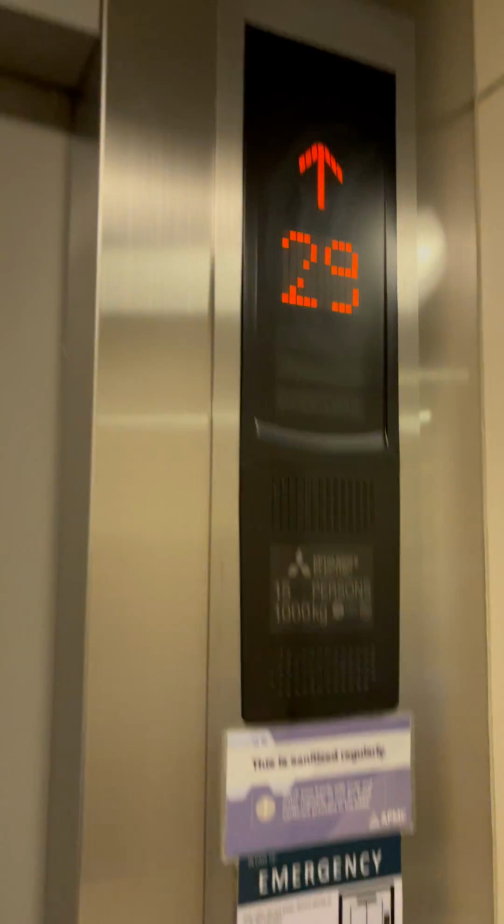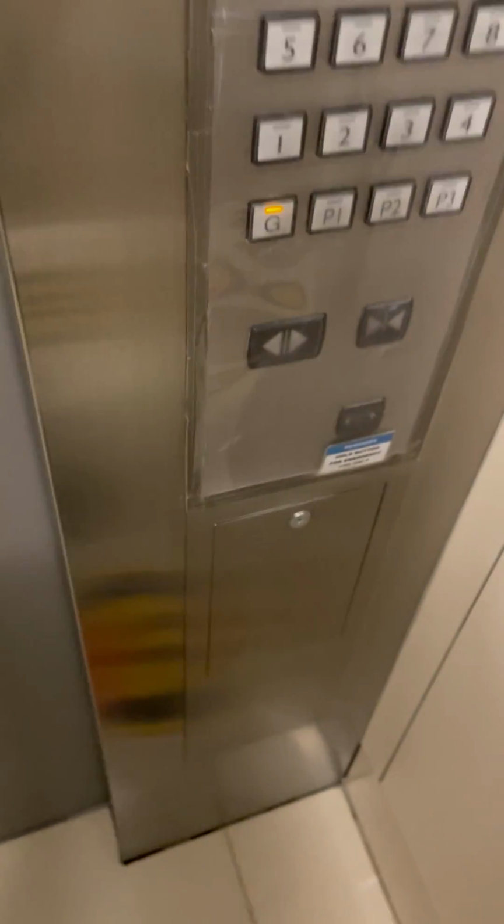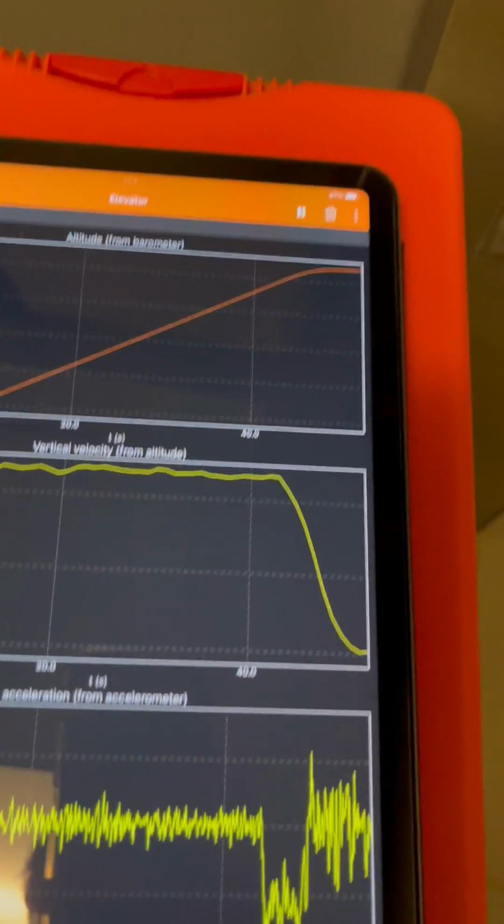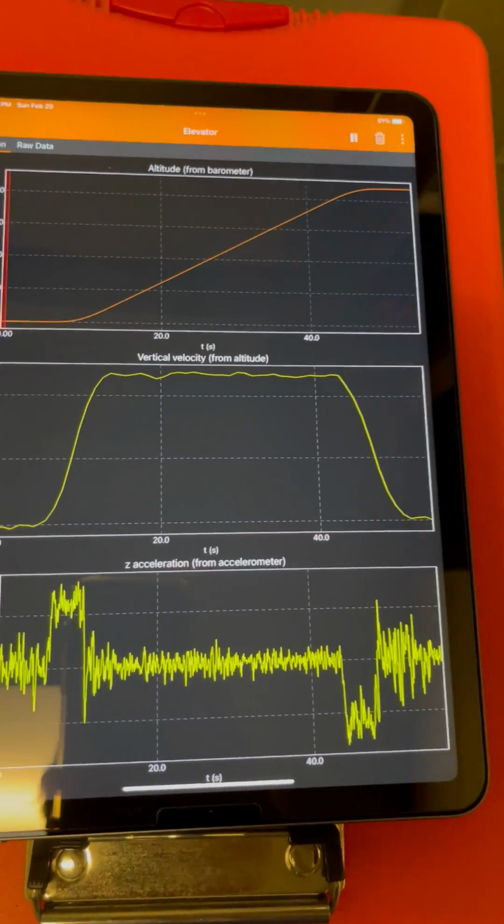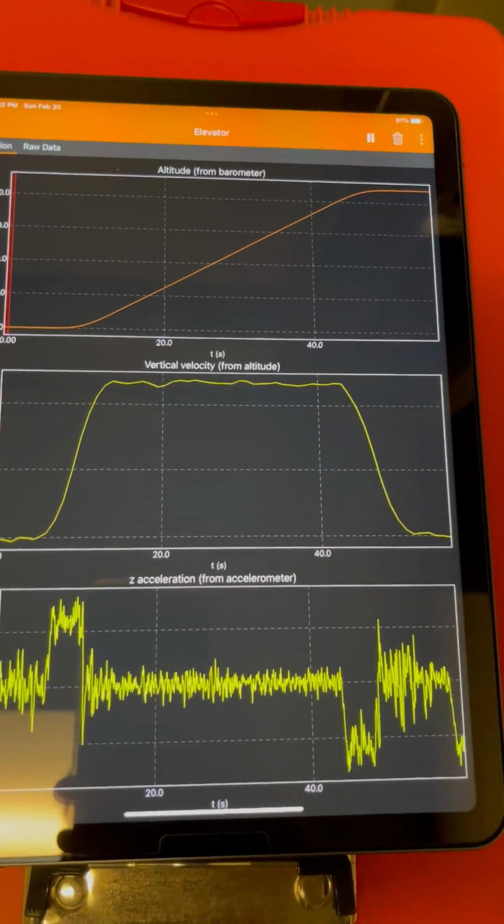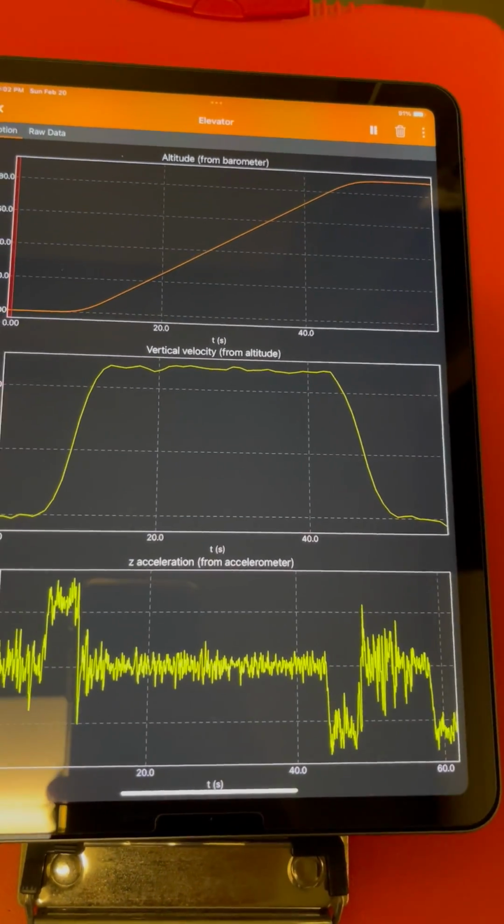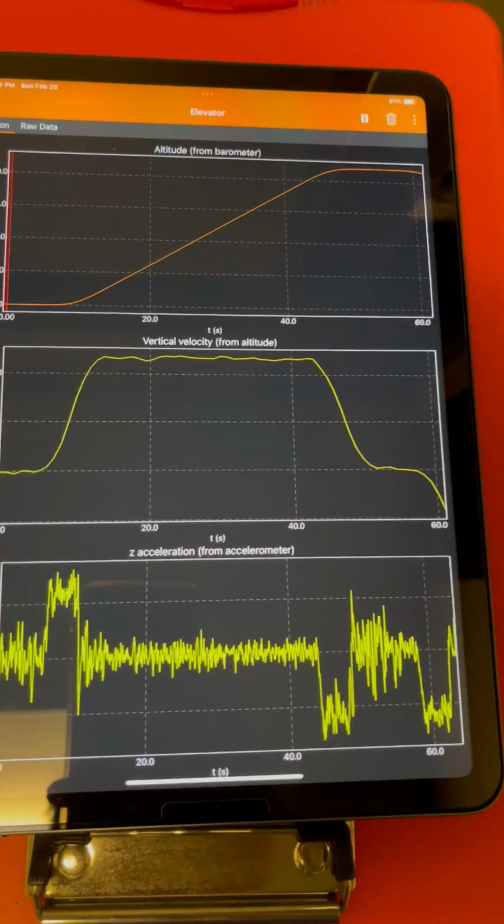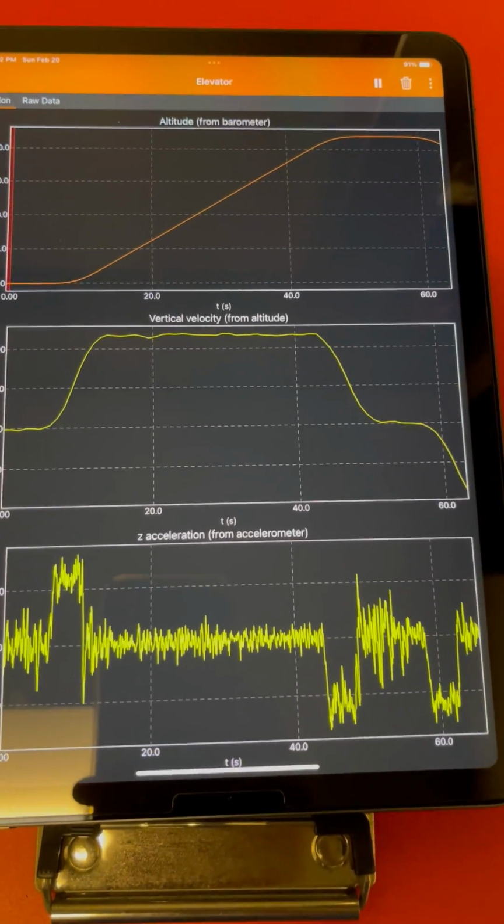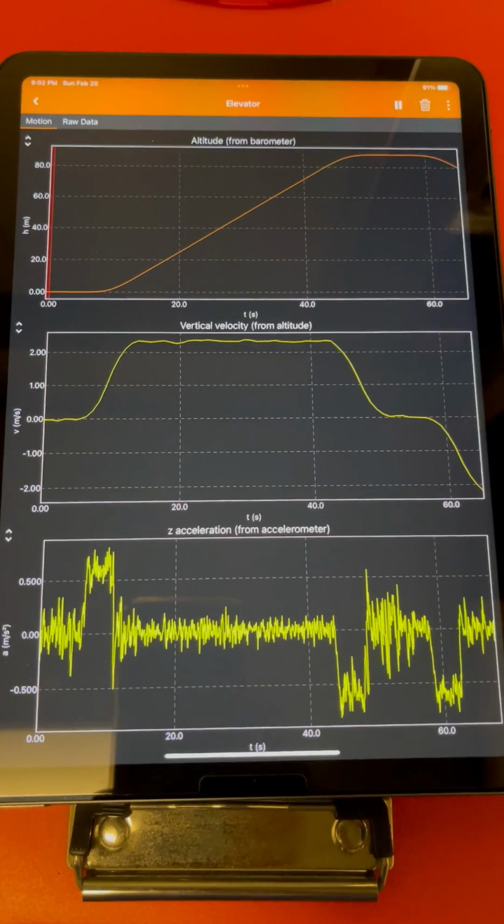So I'm now at the 29th floor, and let's go back to the ground floor. So no one is using the elevator. So as you can see, the velocity suddenly drops because we are at rest, and now we are accelerating downward, and the velocity should be negative because we are going downward, as you can see from the graph.